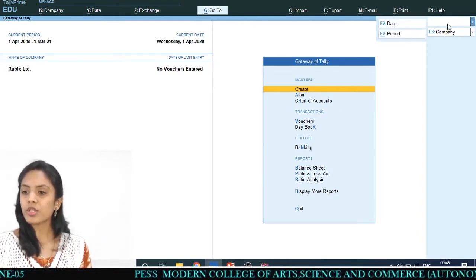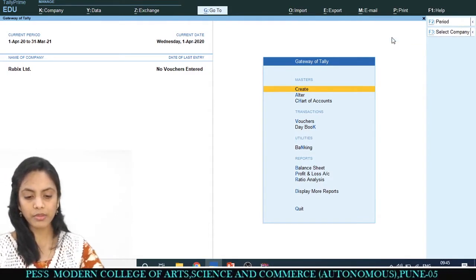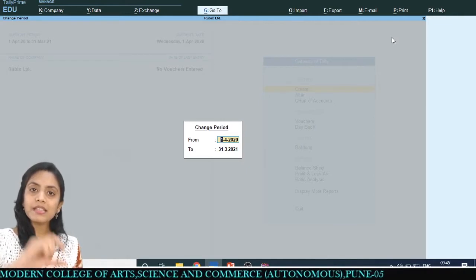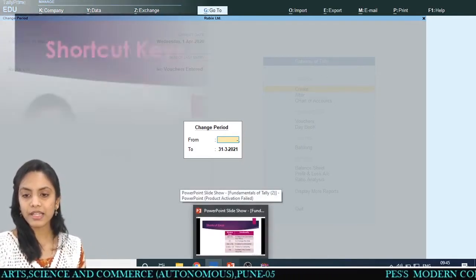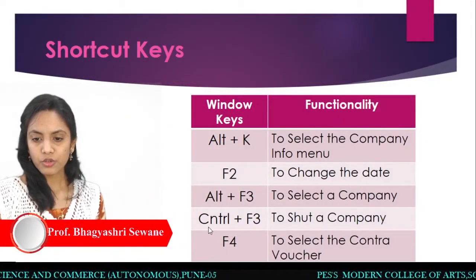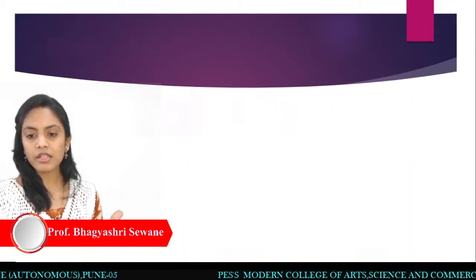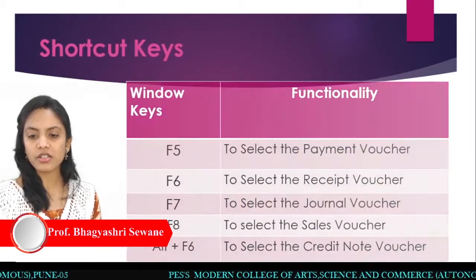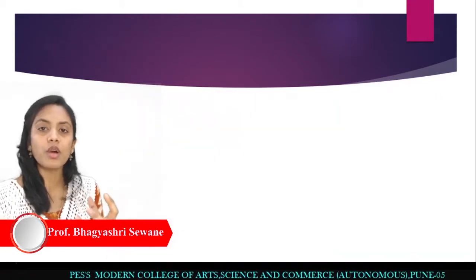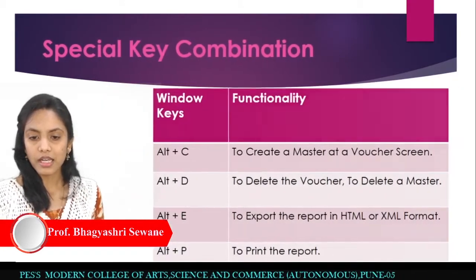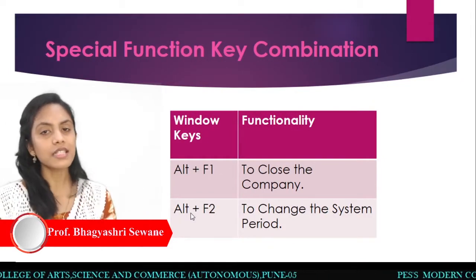And another option was there, that is Alt plus F2. When I press Alt plus F2, you can know about this also, that it is used to change the period. You can see in the PPT that Alt plus F2 you can use to change the period, meaning from which date to which date you want that period. Likewise, Alt plus F2 to change the system period.